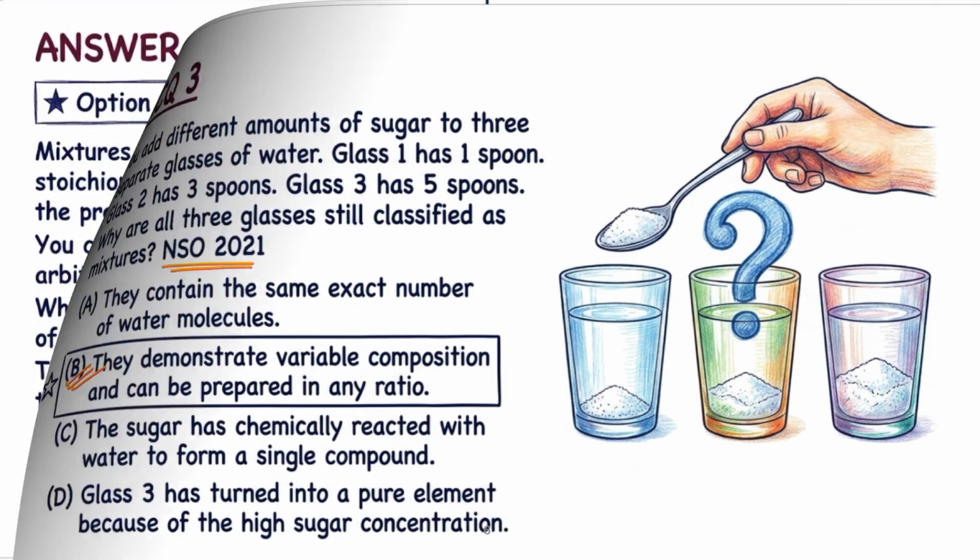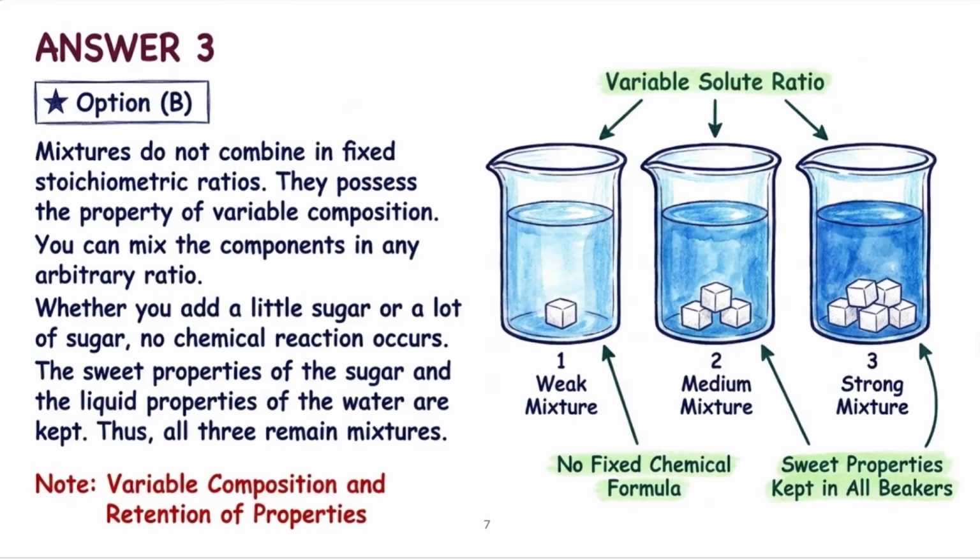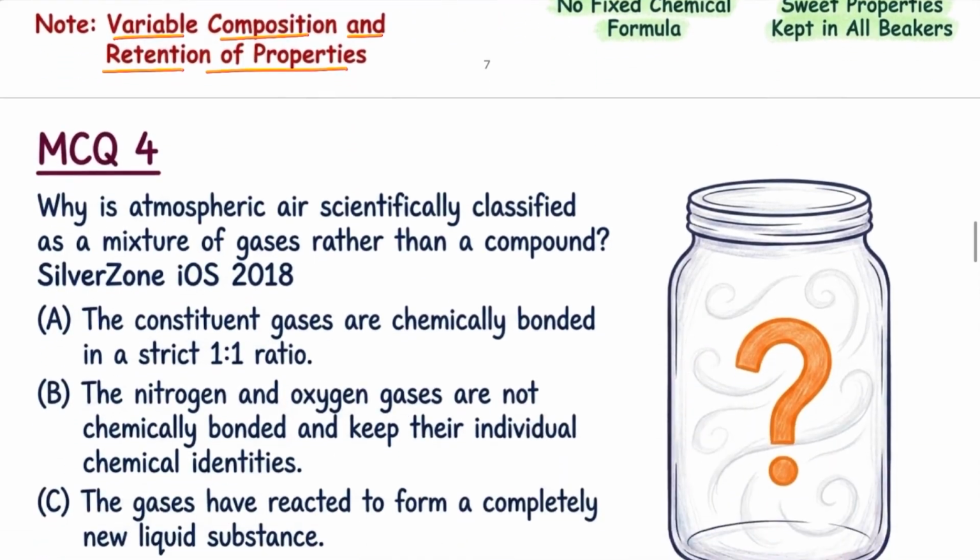Now check the explanation of the correct answer B. Mixtures do not combine in a fixed stoichiometric ratio. The reason is that no chemical reaction occurs between the components. A mixture possesses variable composition. We can mix the components in any ratio. That's why glass 1, glass 2, glass 3 will be considered as mixtures. So what is the conclusion? The conclusion is that a mixture has variable composition and there is a retention of properties.